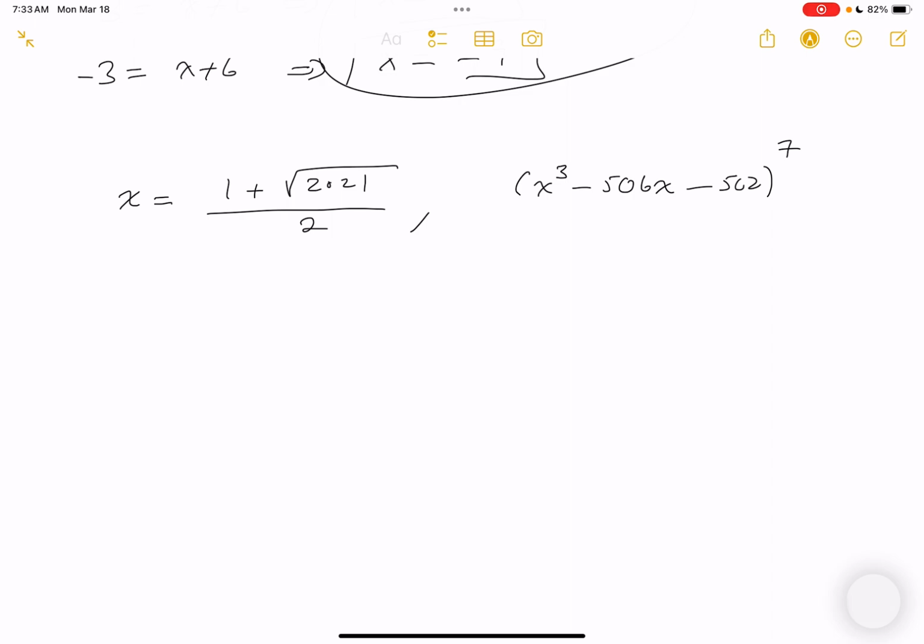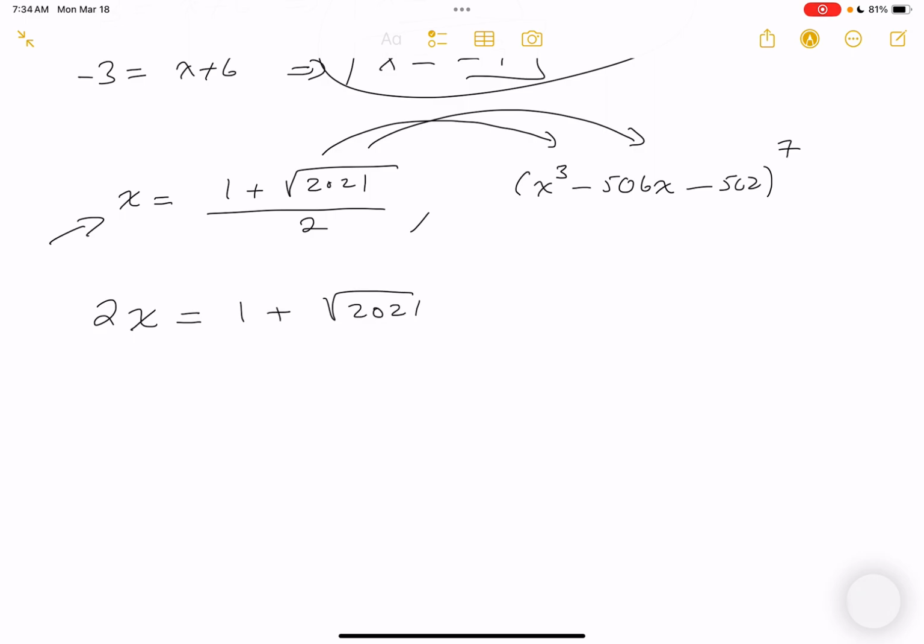So what I'm going to recommend here is to try to figure out what x is, and x is 1 plus that. Well, it's already given to me, isn't it? Now, I would not suggest taking it and plugging it in. It just seems like it's not going to go anywhere. So I'm going to simply simplify this statement over here. The first thing I do is multiply both sides by 2, and then I get 2x equals 1 plus the square root of 2021.